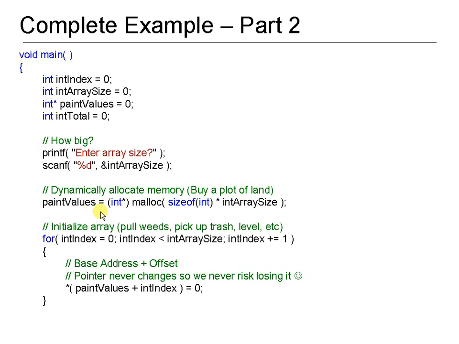Now we need to initialize it. That basically pulls out the weeds, picks up the trash, levels the ground, all that stuff. So we have our loop, and we begin at zero. And while we are less than array size, we go one at a time. We are going to use pointer arithmetic where we have the base address plus our offset. And the pointer never changes, so we never risk losing it. And that's a good thing. So we say our base pointer address plus our index, and the contents at, we dereference, equals zero. So that spins through every element in the array and assigns a value of zero.